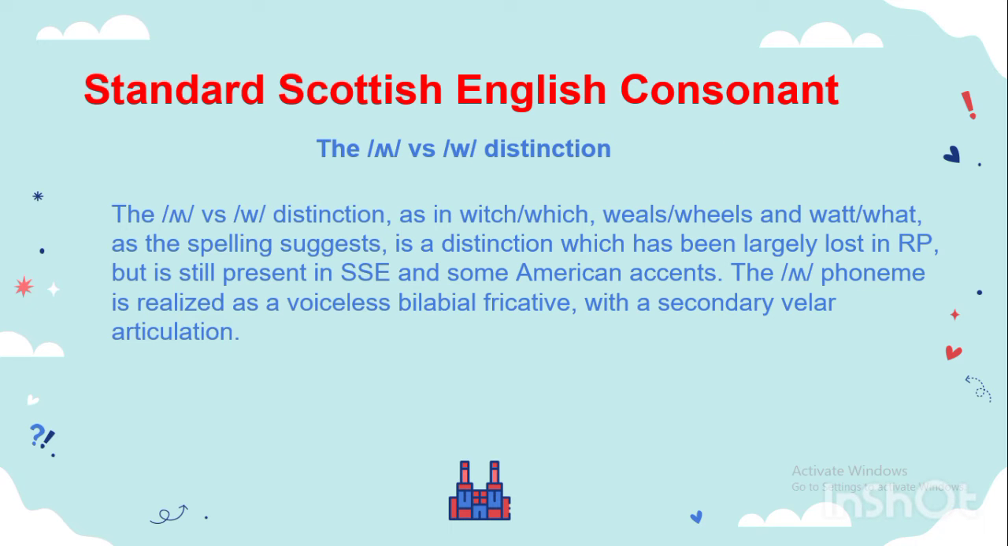Standard Scottish English consonant: the W versus WH distinction, as in which and witch, whales and Wales, and what and watt. As the spelling suggests, it is a distinction which has been largely lost in received pronunciation, but is still present in Standard Scottish English and some American accents. The WH phoneme is realized as a voiceless bilabial fricative with a secondary velar articulation.